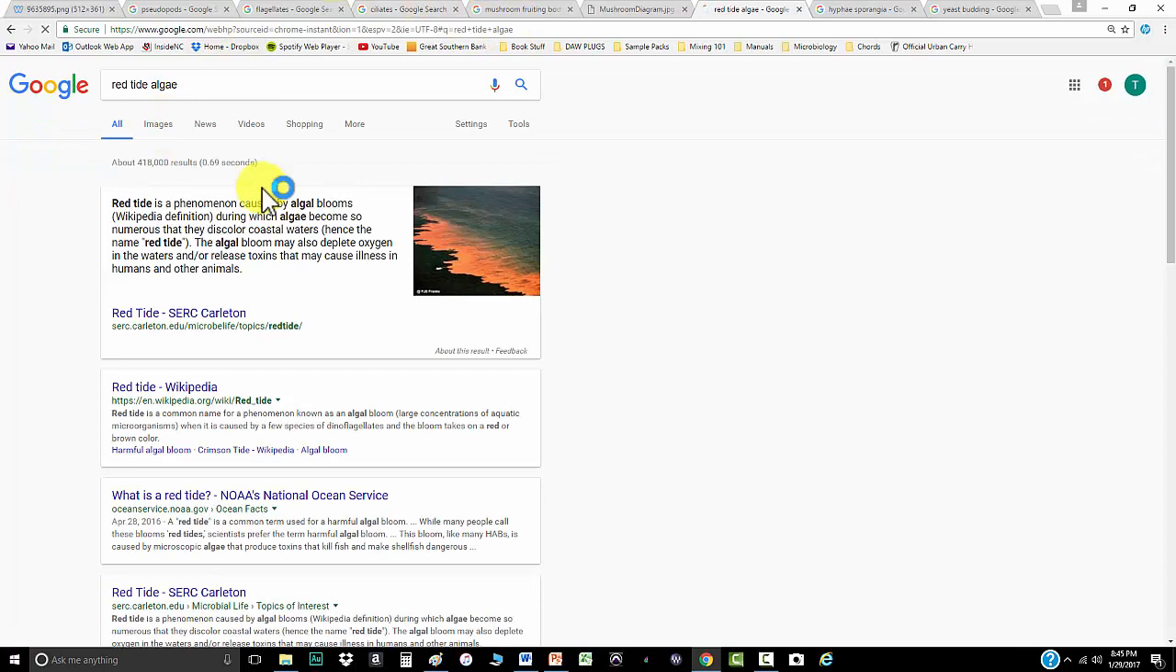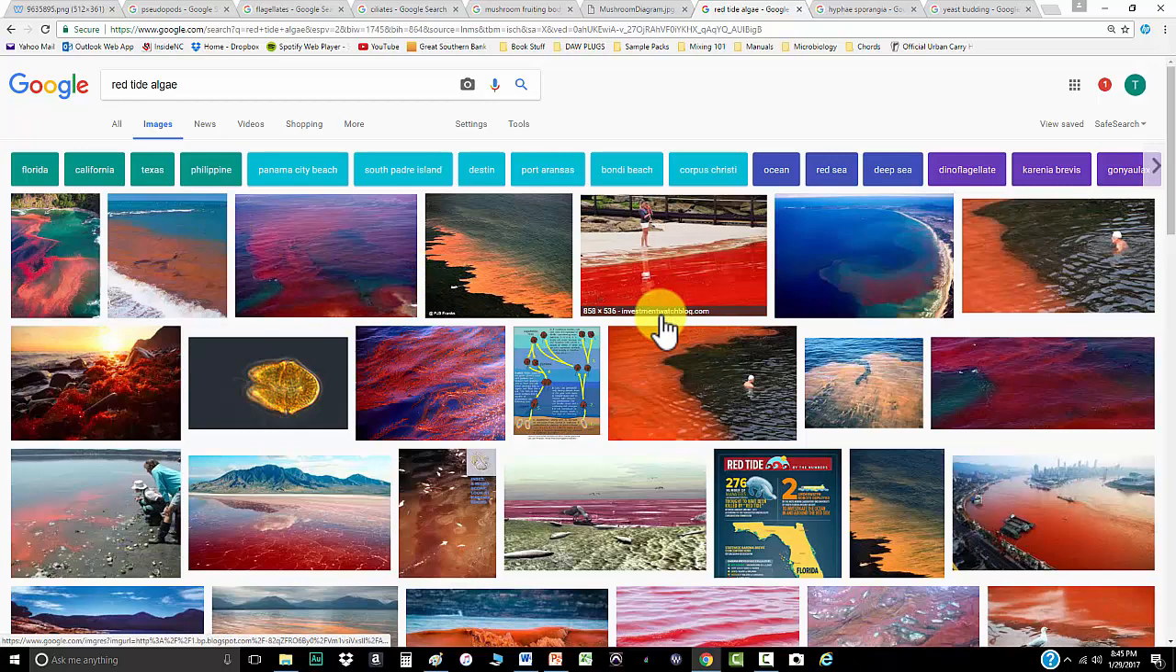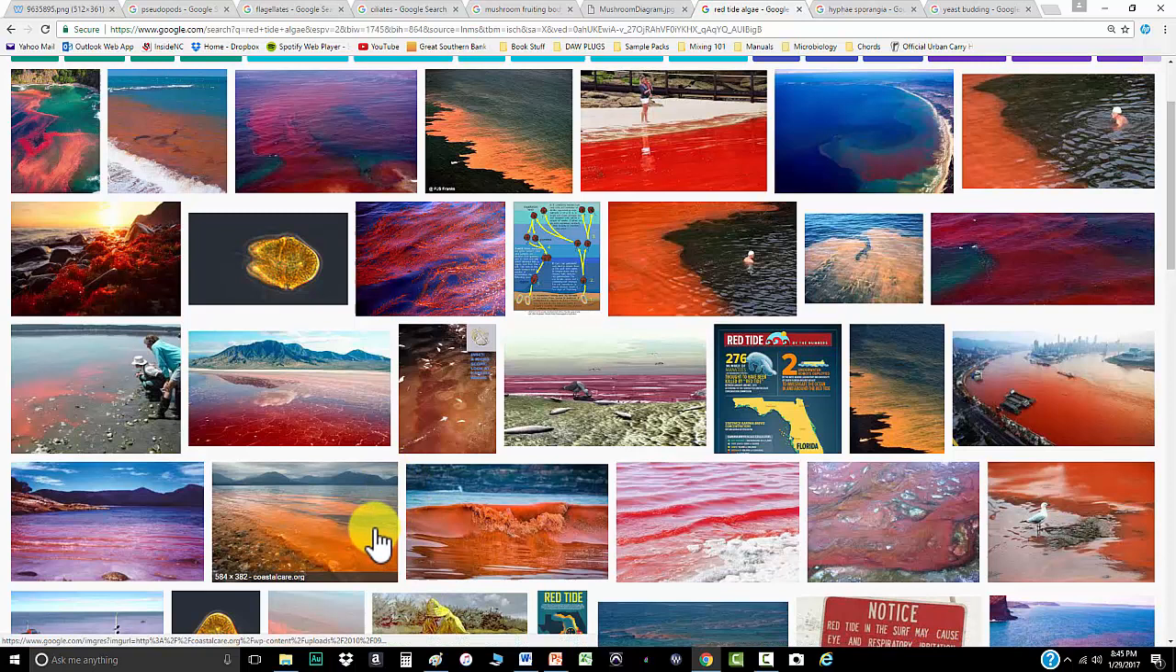Red tide is a situation where certain types of algae are releasing toxins, and that can permeate into the water and kill fish and other animals in relatively large numbers. Red tide is a situation where the algae are essentially producing a toxin that affects other living things around them.